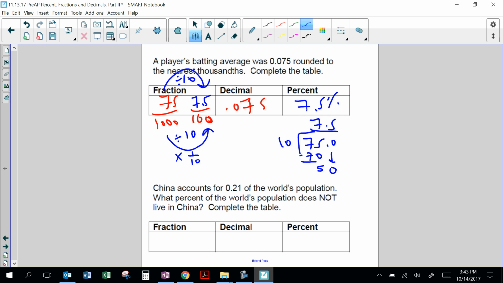And last one, China accounts for 21 hundredths of the world's population. What percent of the world's population does not live in China? Well, let's figure out what percent lives in China, and then we can work backward from that. So 21 hundredths live in China. That's 21%. Well, we know there's 100%. 100 minus 21, 79% does not live in China, or 79 hundredths.